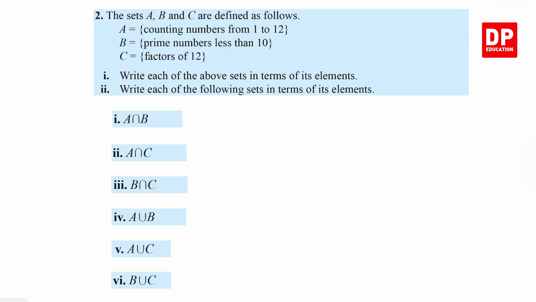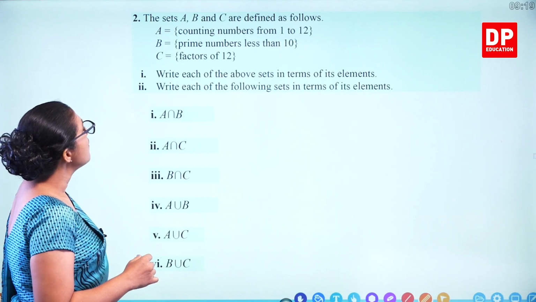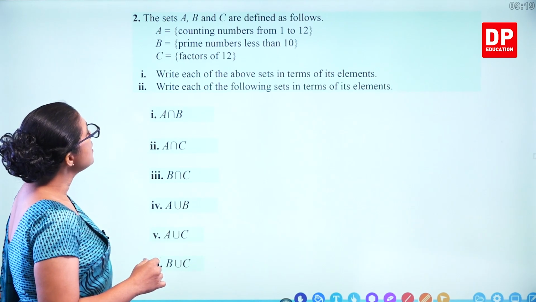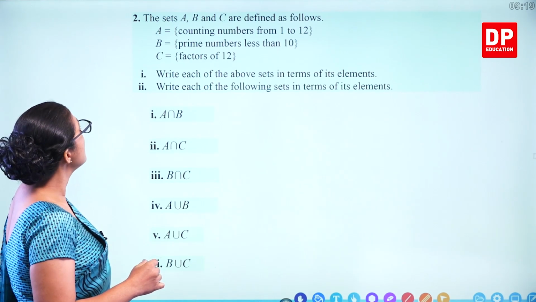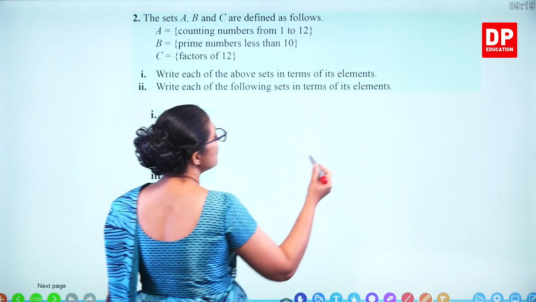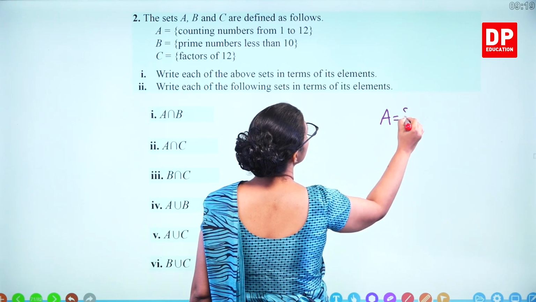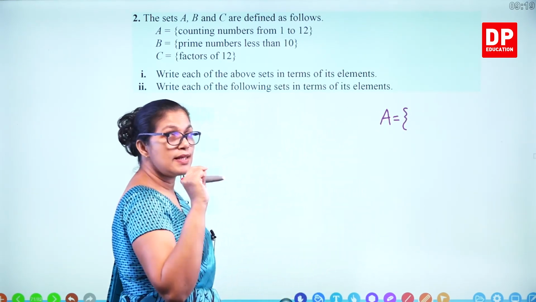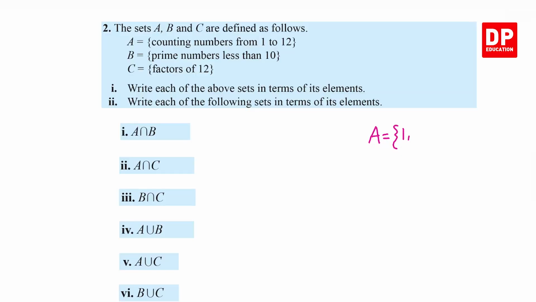The sets A, B and C are defined as follows: counting numbers, prime numbers and factors. Write each of the above sets in terms of its elements, and write each of the following sets in terms of their elements. So first you have to write down what is A, what is B and C. So we'll first write what is A. Counting numbers from 1 to 12. That means 1 and 12 are also included. 1, 2, 3, 4, 5, 6, 7, 8, 9, 10, 11, 12.